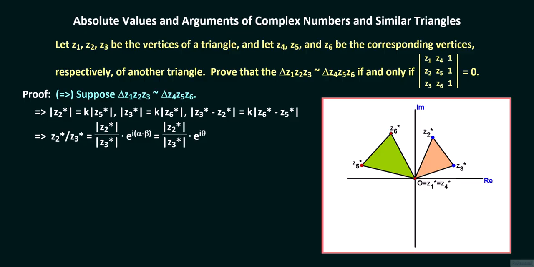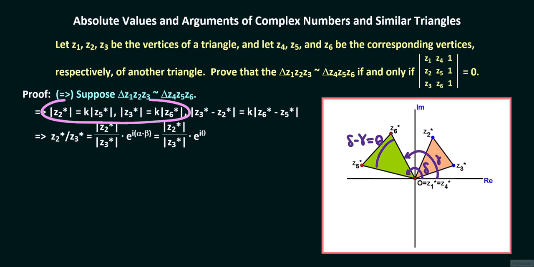For the second triangle, let the argument of Z5 star be delta, and let the argument of Z6 star be gamma. Since between similar triangles corresponding angles are congruent, the smallest non-negative angle between the vectors Z5 star and Z6 star is also theta. And since we have the same orientation for the two triangles, we can choose delta and gamma such that delta minus gamma equals theta.